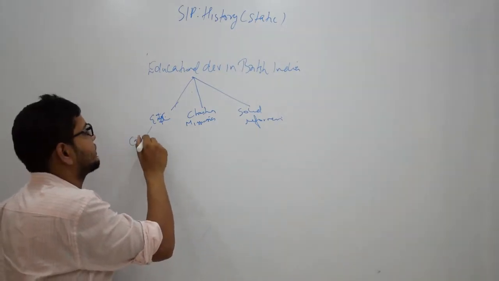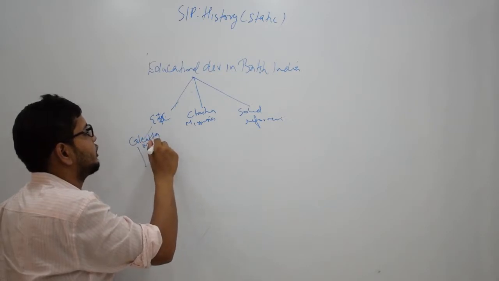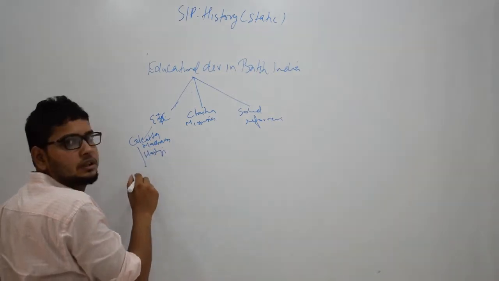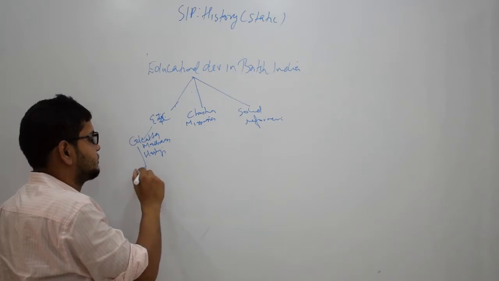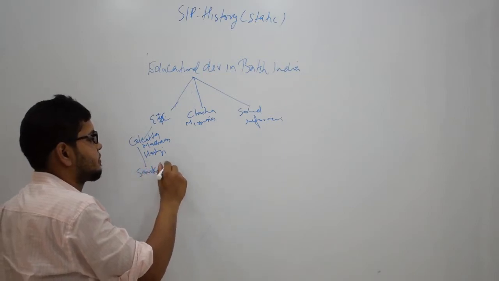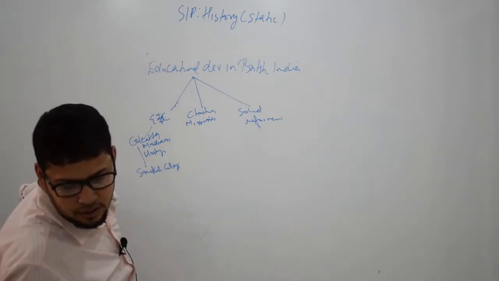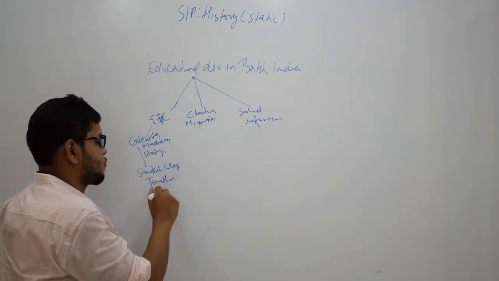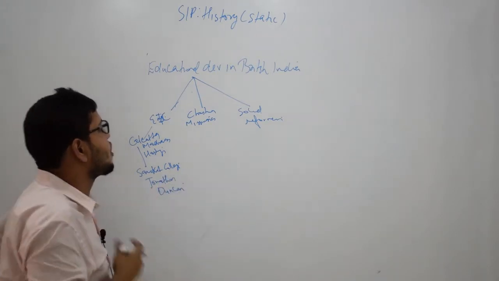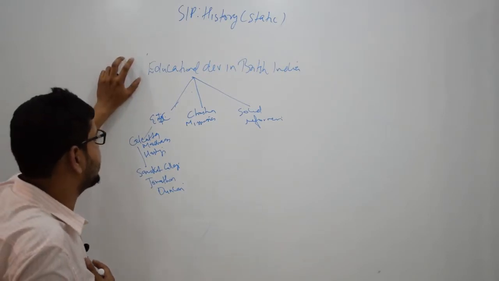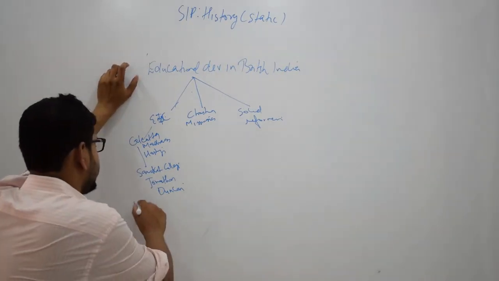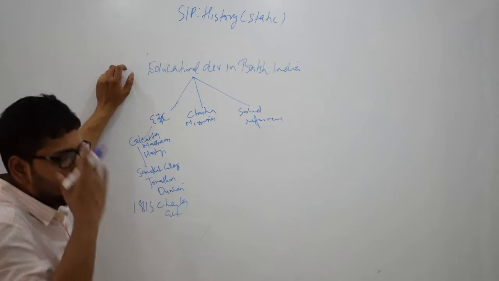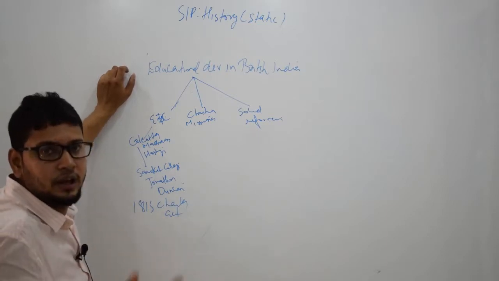And therefore, for this purpose, two institutions were formed in India. First was the Calcutta Madrasa, which was opened by Lord Warren Hastings. And second was the Sanskrit College, which was established by Jonathan Duncan. So the first time the government focused on education was in the 1813 Charter Act, which provided for a sum of 1 lakh rupees for the development of education in India.